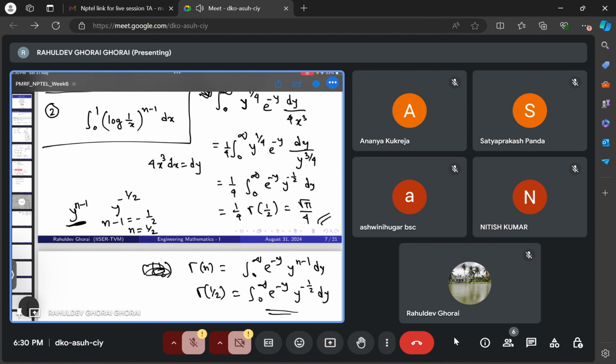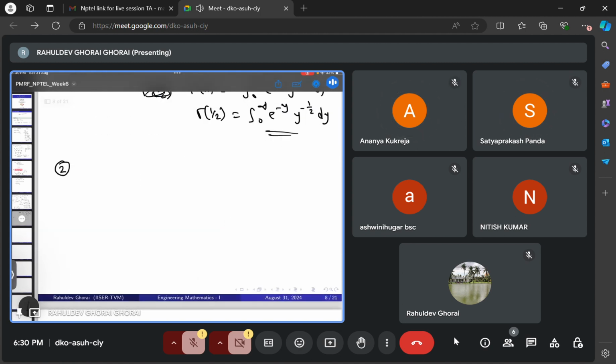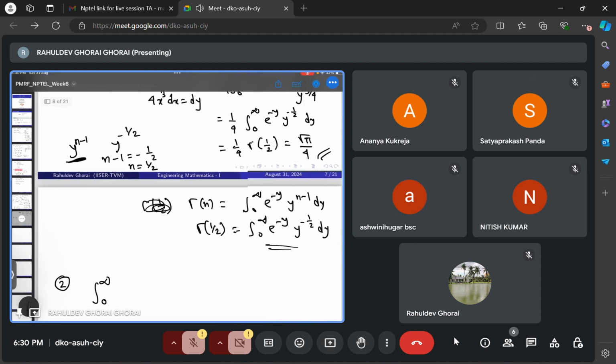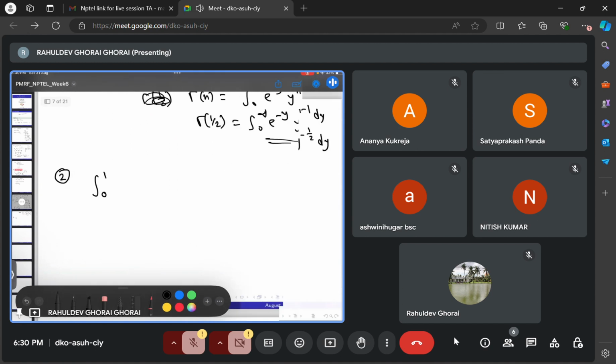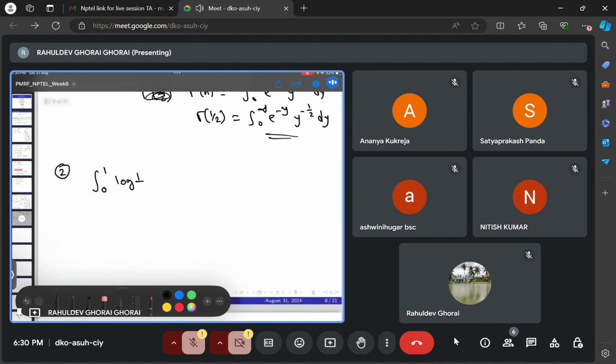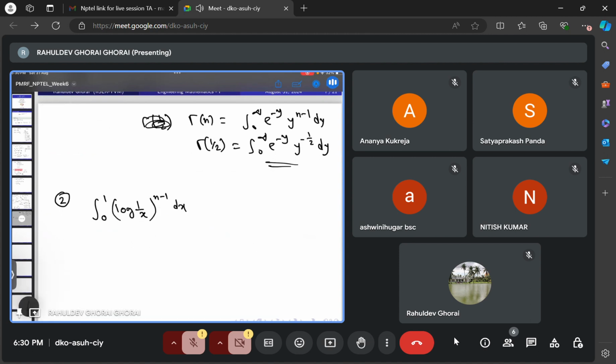Okay, you understood, all of you understood, right? How you got it? So now do the second question. It will be more interesting. Second question, which is the integral from 0 to 1, not 0 to infinity, 0 to 1, of log 1 by x to the power n minus 1 dx. Okay, how do you do it? So the hint is you have to again transform this to gamma function. At least first do that. Transform to gamma function. Then we'll do.